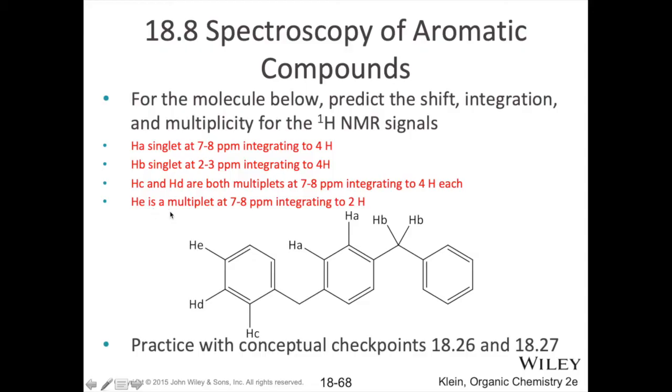Likewise, hydrogen C is interesting. It gets split into a triplet by hydrogen D because it's within range of both hydrogen Ds, so it actually winds up getting split into a triplet. But again, there might be some overlap here, so they've only listed it as a multiplet because it might be hard to see. All right, and those are the signals you should hopefully have gotten.